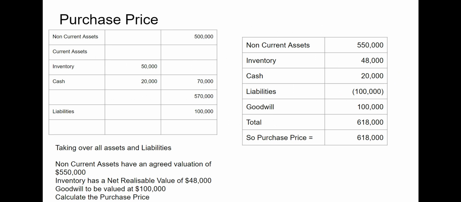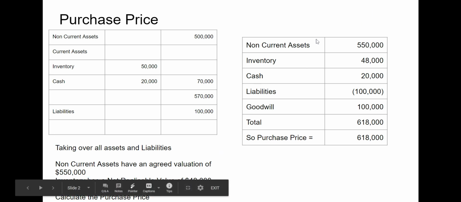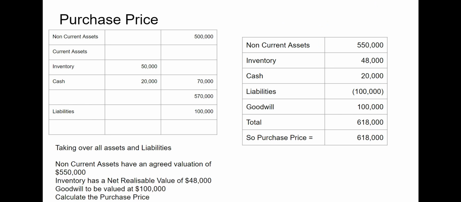Okay, first bit is very straightforward. We're looking at how to calculate a purchase price for an acquisition. So here we've got the statement of financial position on a company being acquired or bought by another company, and some information on things contained in the statement of financial position. And it's important that we use this information down here at the bottom to calculate the purchase price, because they are the agreed values being placed on the assets at the time of purchase.